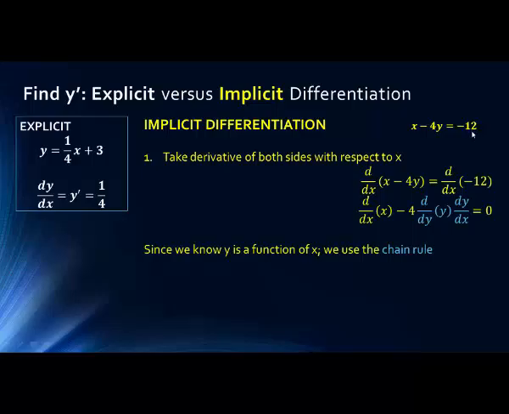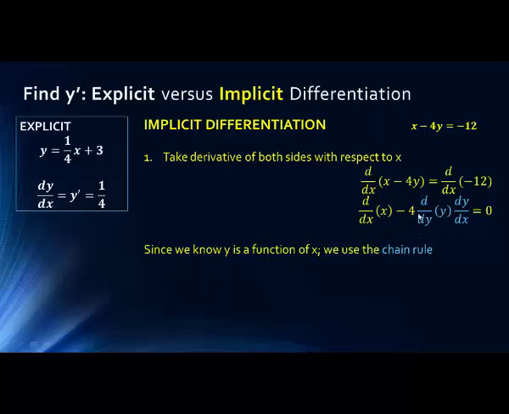Since we know that y is a function of x, we use the chain rule. So remember, the chain rule says we can take the derivative with respect to something else. In this case, we can take the derivative with respect to y, and then take the derivative of y with respect to x. Okay? So first of all, we've separated the difference. We're taking the derivative with respect to x of the first term minus, we pull the constant 4 out.